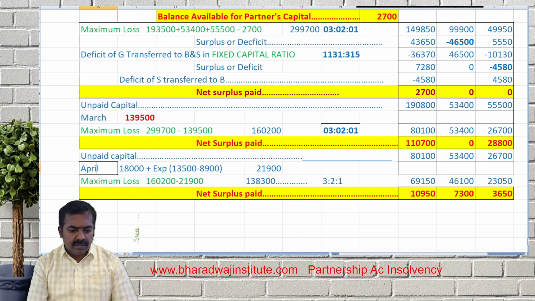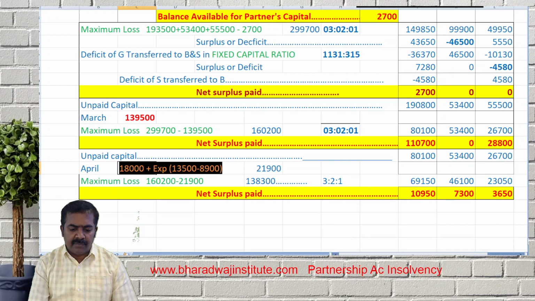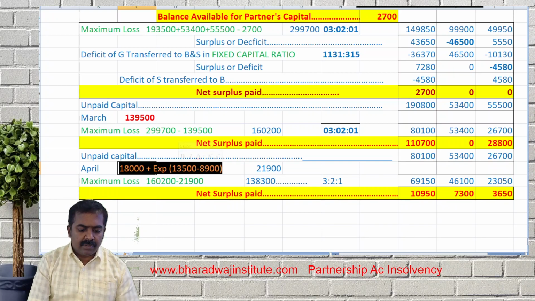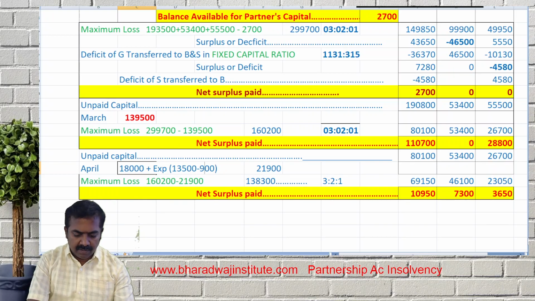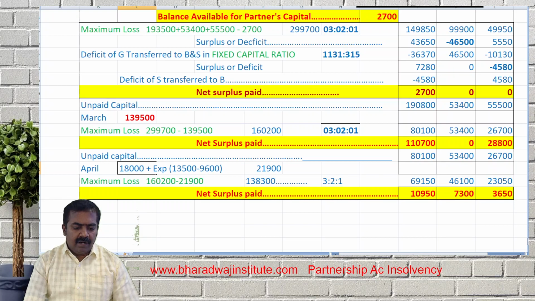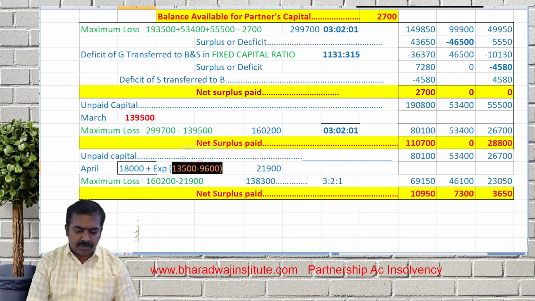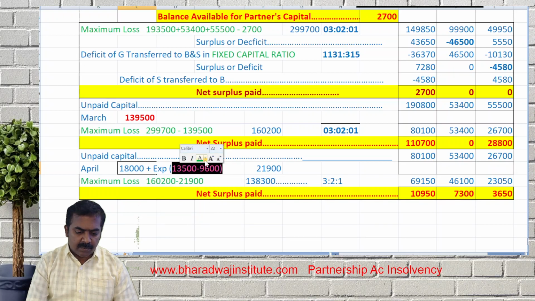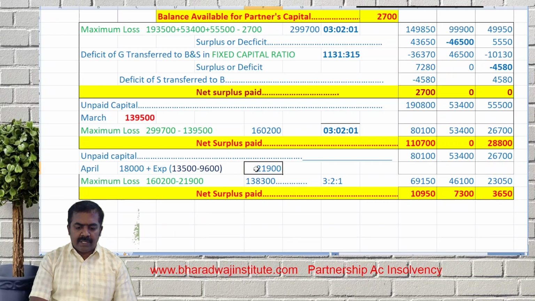April month, we realized 18,000. Expenses provided 13,500 minus spent 8,900. So 9,000? Here. April realized 18,000. Expenses 13,500 minus 9,600. We are adjusting it in April month itself because it is specified to us clearly. Actual expenses for April is given. So 21,900 is the amount realized.